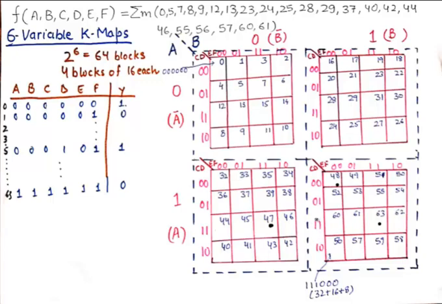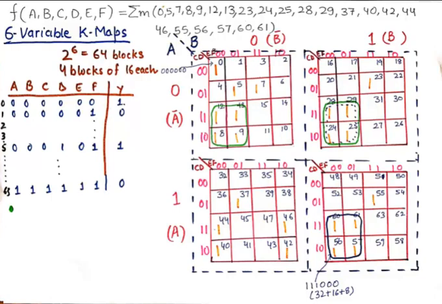Then we simply need to put in ones at the minterm positions. So 0, 5, and then 8, and 9, and 12, and 13, and then 7 is also there.